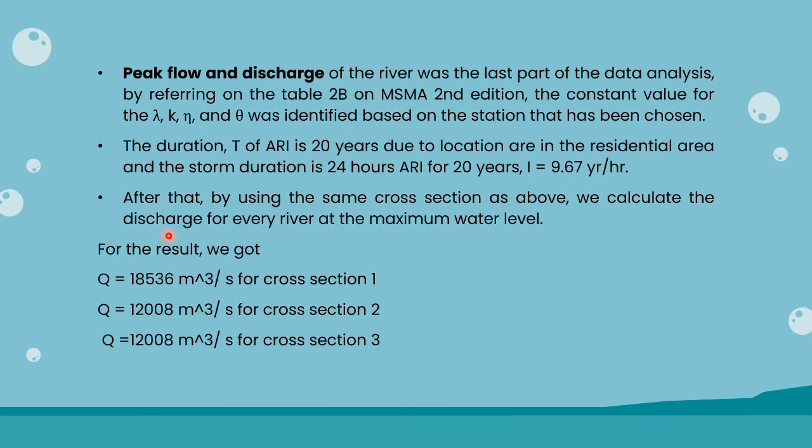And after that, by using the same cross section for cross section 1, 2, and 3, we calculate the discharge for every river at the maximum water level. And for the result, we got 18,536 meter cube per second for cross section 1, and the data for cross section 2 and cross section 3 is similar, which is 12,008 meter cube per second.